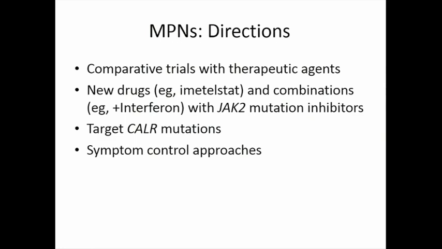Where are things going with this disease? Comparative trials with therapeutic agents, new drugs. Imetelstat is an inhibitor of telomerase that's being used and just being recently reported. Combinations of agents, including interferon, can be important, along with the JAK2 inhibitors. Can we target the calreticulin mutation? What's the impact of that? And how do we better control symptom management?